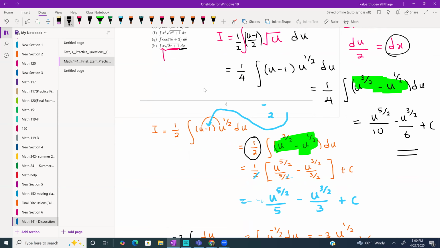Because you had half here, now you have 1 over 4, which means you now divide the previous answer by 2. You don't need to divide C by 2. C is just an arbitrary constant. It's not the same C you have here, even though I write the same C. It's a different arbitrary constant. You can put a C dash if you want.